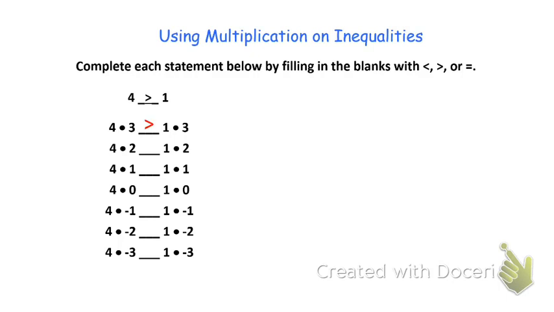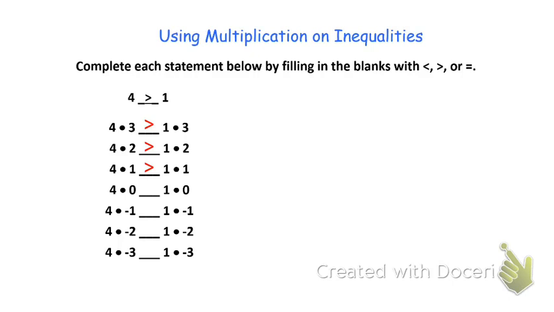So we'll put a greater than symbol. What if we multiply both sides by 2? 4 times 2 would be 8, 1 times 2 is 2, 8 is still greater than 2. If we multiply both sides by 1, 4 times 1 is 4, 1 times 1 is 1, 4 is still greater than 1. What if we multiply by 0 on both sides?